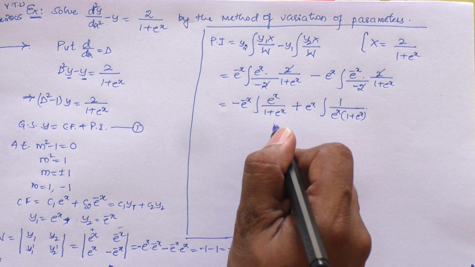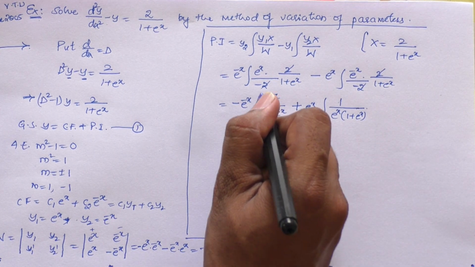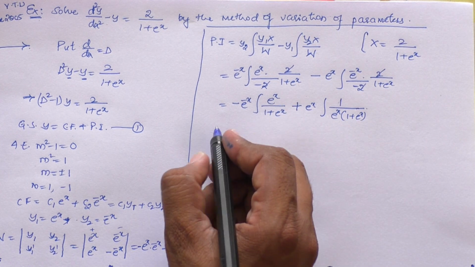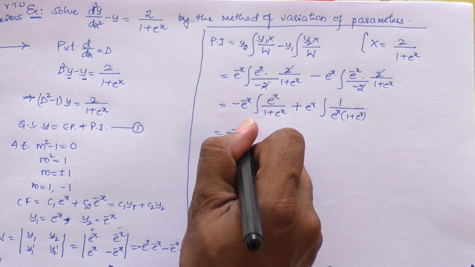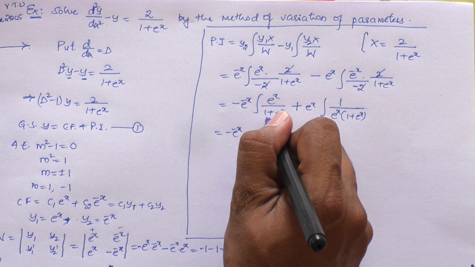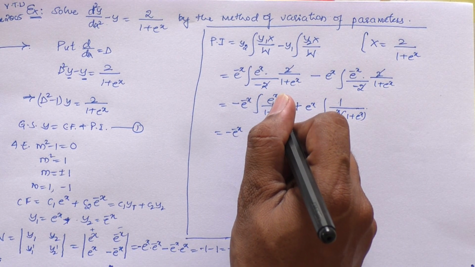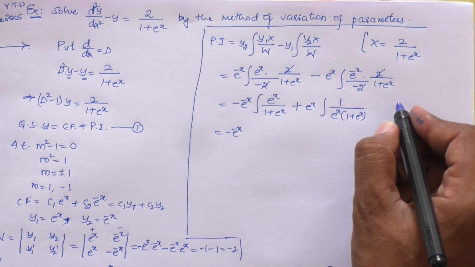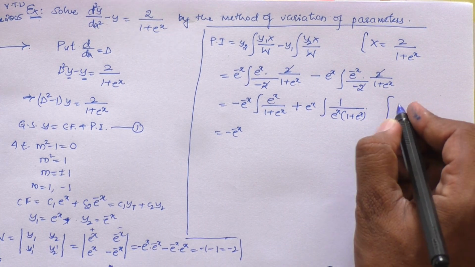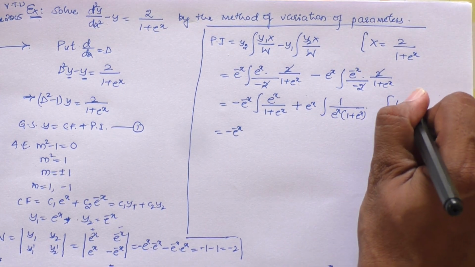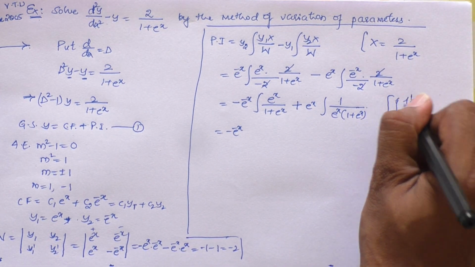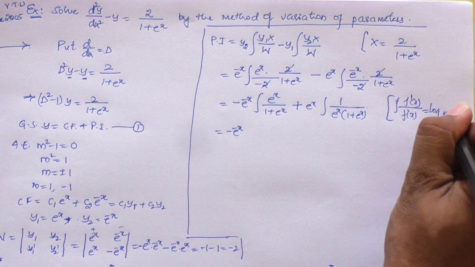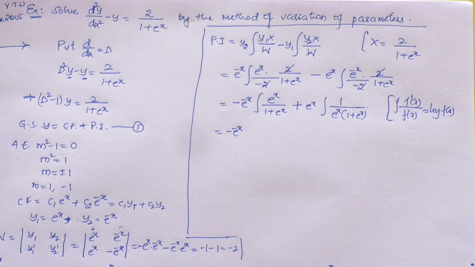Now look at the terms. Anyway we need to integrate both the terms, so let us concentrate on the first term. Minus e raised to minus x, the denominator is 1 plus e raised to x, and the numerator is e raised to x. So the derivative of the denominator is the numerator. We know the result: the integration of f dash of x divided by f of x is equal to log of f of x.